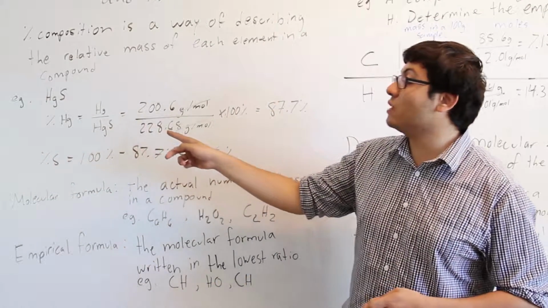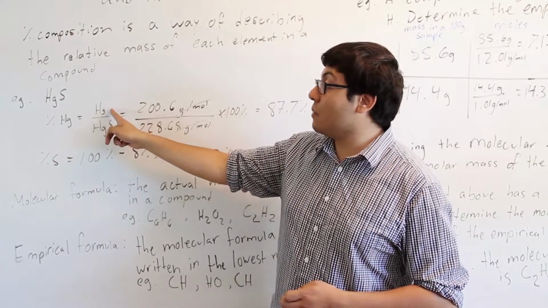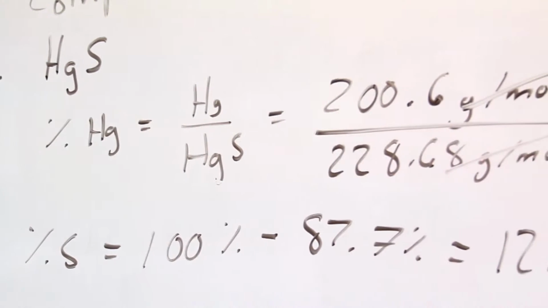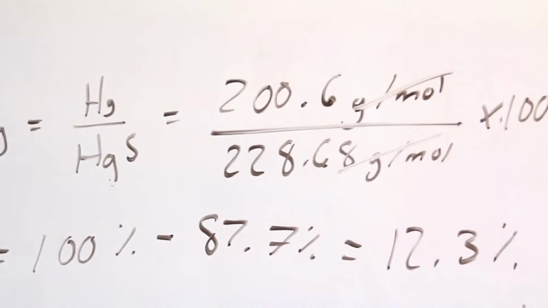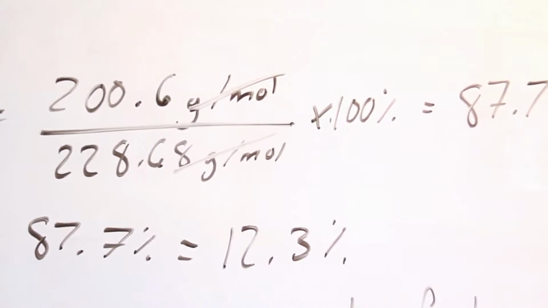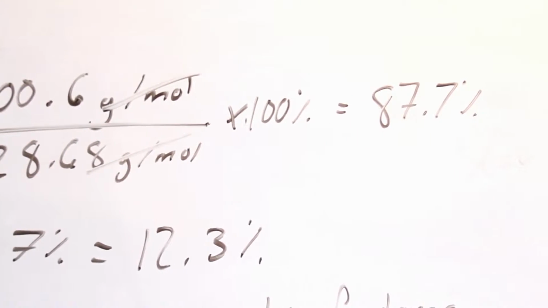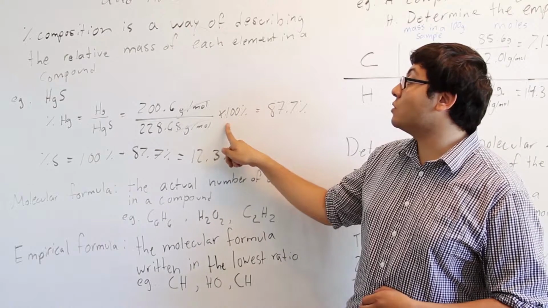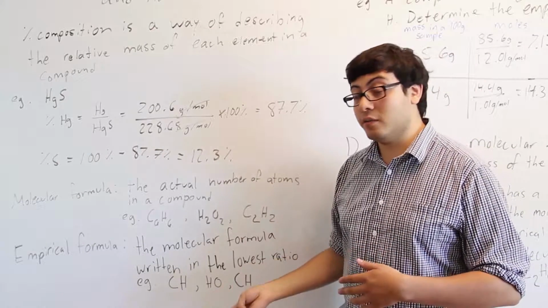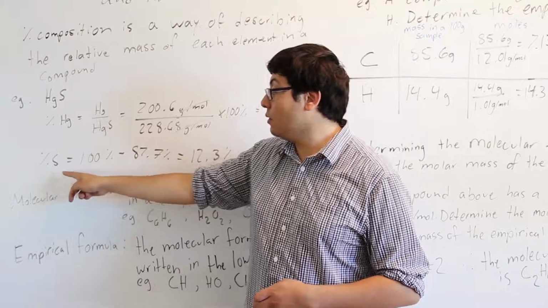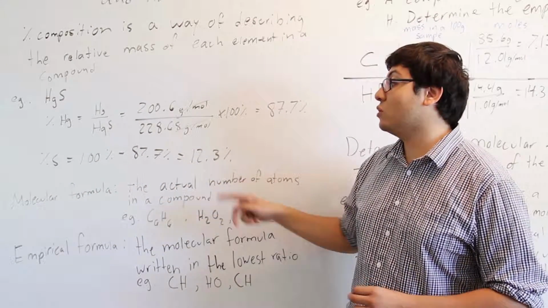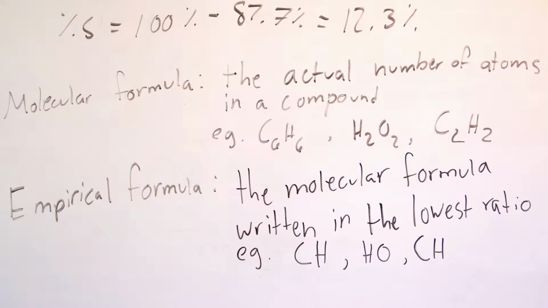If we take a look at the percent of mercury, we just divide the mass of mercury, which we can get off the periodic table, by the mass of mercury sulfide, which we can also get from the periodic table. It's 200.6 grams per mole divided by 228.68 grams per mole, times 100%, which gives us 87.7%. The remainder of the compound is just sulfur, so to get the percent sulfur composition, we just do 100% minus 87.7%, giving us 12.3%.